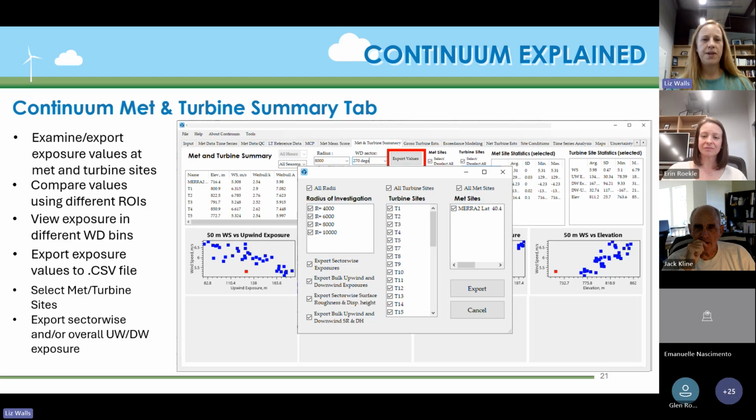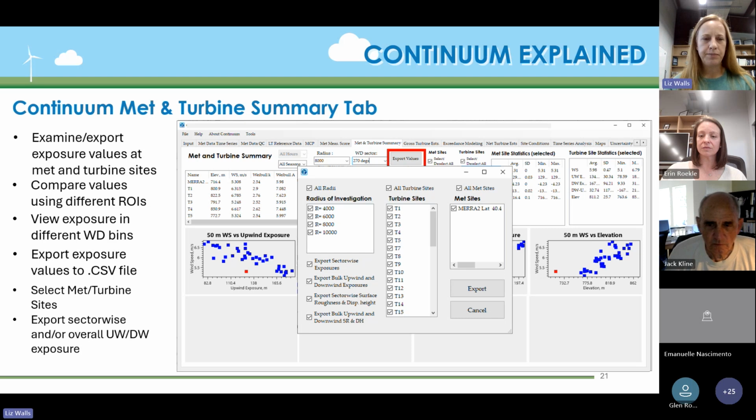Okay, so now I wanted to talk a little bit about the software and how users can examine and export exposure values at the MET sites as well as the turbine locations. I'm showing a screenshot here of the MET and turbine summary tab in Continuum. Once you have imported your topography data, your MET tower data, and turbine locations, and then calculate the exposure of the turbine values, this will populate.